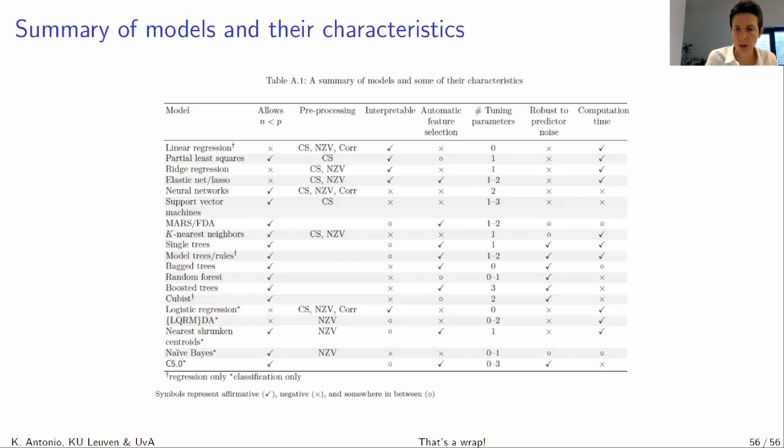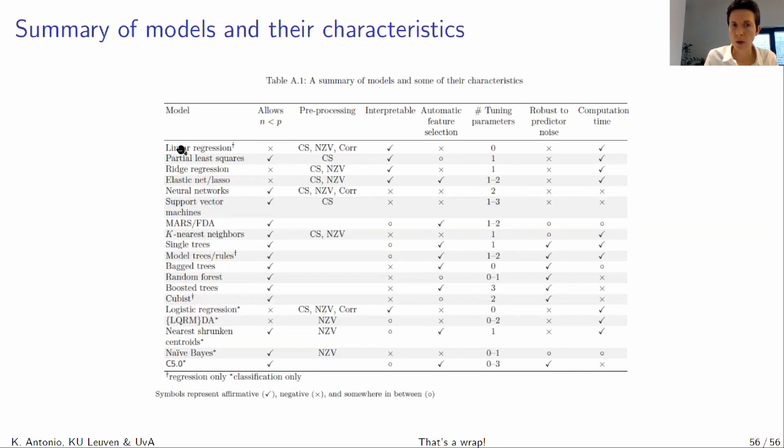Okay. I'm going to end with this table of models from Kuhn and Johnson. I think we encountered this table already in the first class. You see a lot of different models here. You'll see an indication of whether the model is interpretable or less interpretable. And you also see an indication of the number of tuning parameters that your model is including, right?